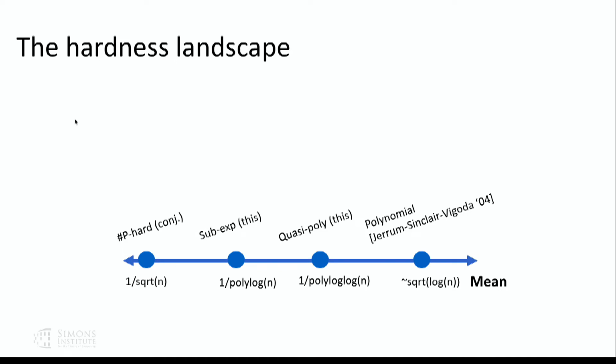And if you increase the mean to square root of log n, well, I'm not sure how interesting this ensemble is, but all entries become positive with high probability, then using results of Jerrum, Sinclair, and Vigoda, you get randomized polynomial time. So as you go from left to right, the problem becomes easier and easier. Okay, so now I'm going to sketch the proof, and the proof is based on the interpolation technique that we have been talking about.